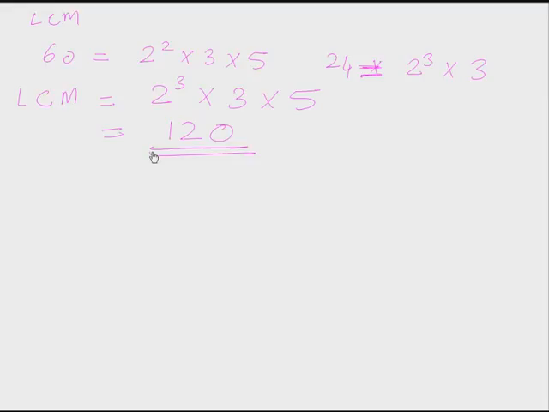So the technique for getting the HCF and LCM from prime factorization is straightforward. For the HCF, take as many primes as are common to both, and for the LCM, take primes that cover both multiples. So take a prime even if it occurs in only one of the factorizations.